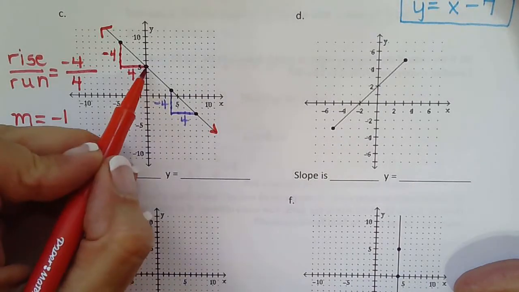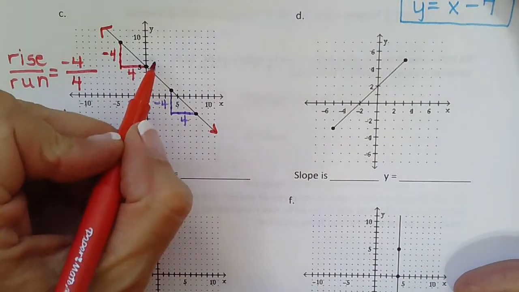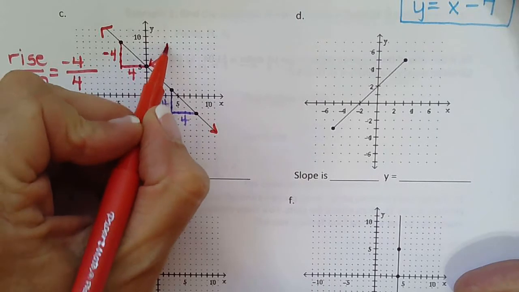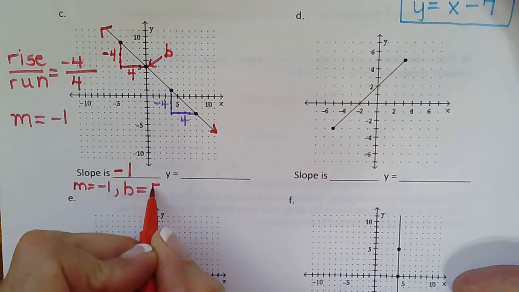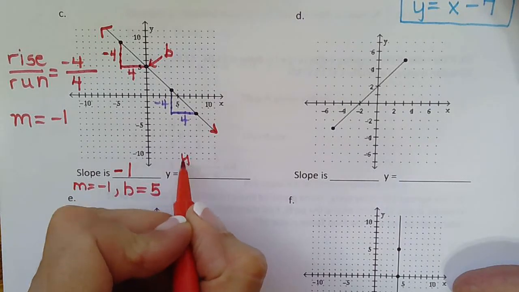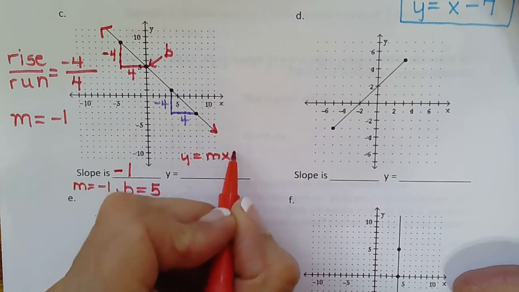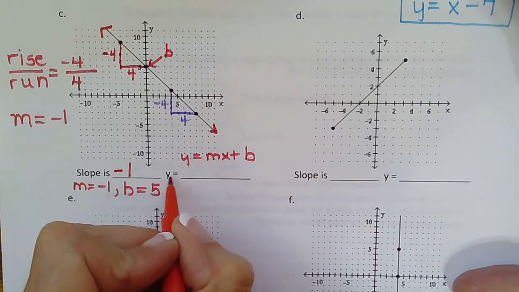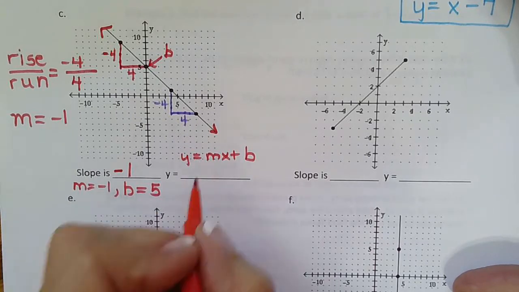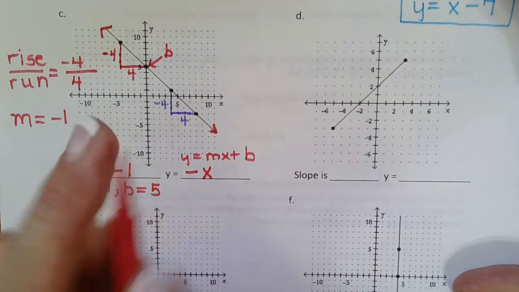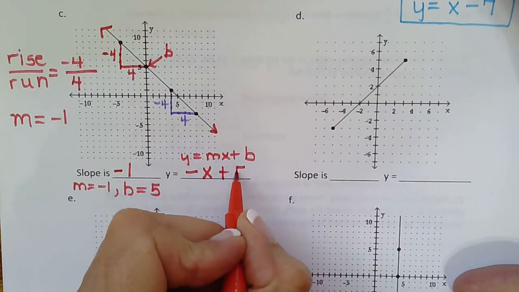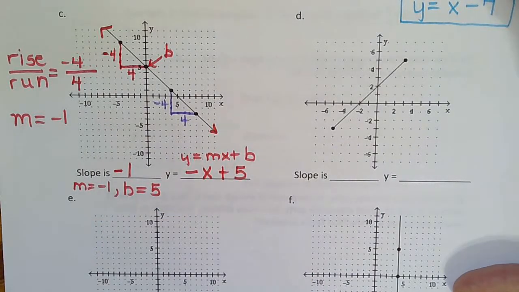Our b is, you can see right there, where it crosses the y-axis, 5. So now we can go into y equals mx plus b and plug our numbers in. So y equals -1x, or even better, -x plus 5. So super easy to write an equation.